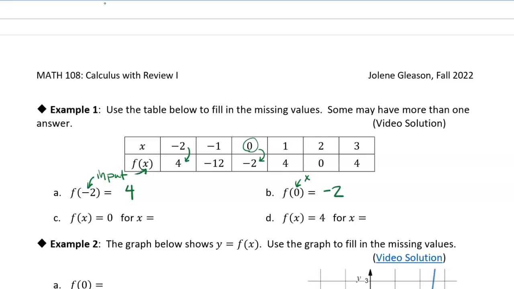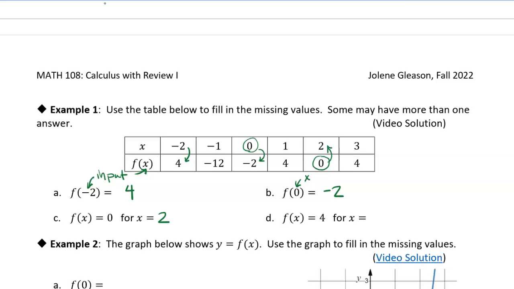Now C and D are a little bit different. Here f of x is equal to 0. The value of the function is 0 for what value of x? So now we're just going to use the table in reverse. We look up the function value, f of x is 0, and find the corresponding x value. It looks like it's 2, and there are no other zeros.